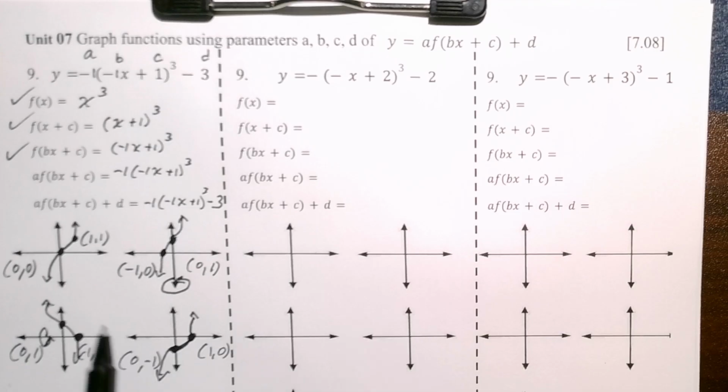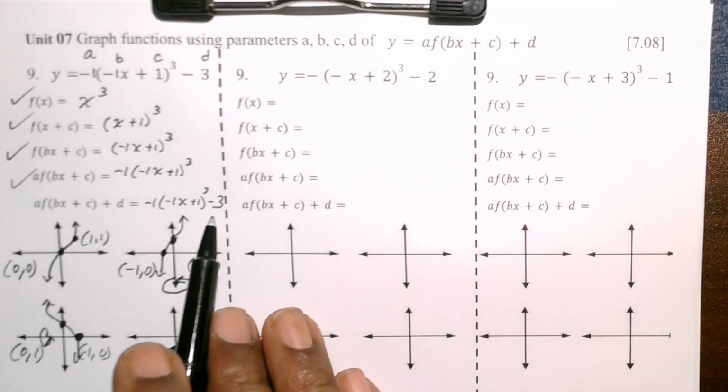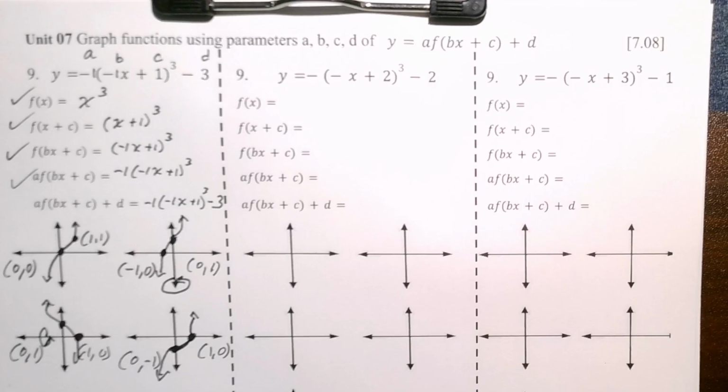All right, the last thing we want to do is put a d parameter, which is -3. So everything's going to drop down 3 times. So 0, negative 1, if you drop that down 3 times, it's going to go down to 0, negative 4. So let's put a point right here and call it 0, negative 4. And the 1, 0 is going to drop down 3 times, so that's going to go down to 1, negative 3. So right there, that's 1, negative 3.